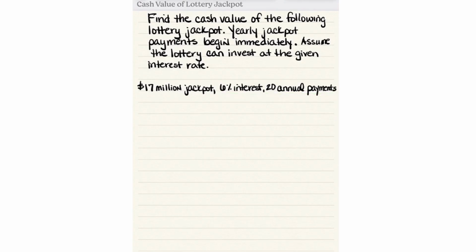That should say payments. So here's the thing: when we're trying to find the cash value, basically we need to find the present value. Present value is what we're looking for, and that's equivalent to the cash value. The reason you want to find the present value is if they decide to select 20 annual payments, this present value is going to tell the lottery what they need to invest at 6% interest in order to make those 20 annual payments.